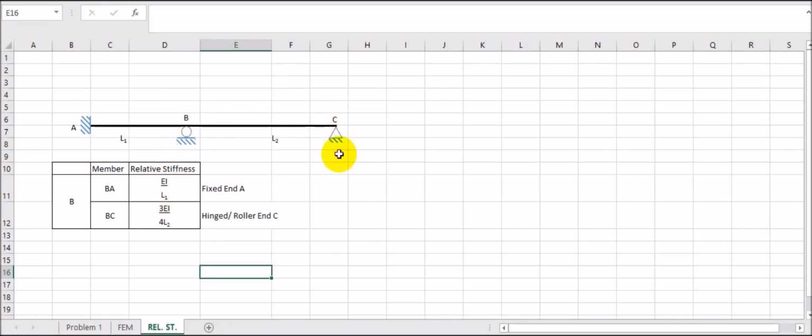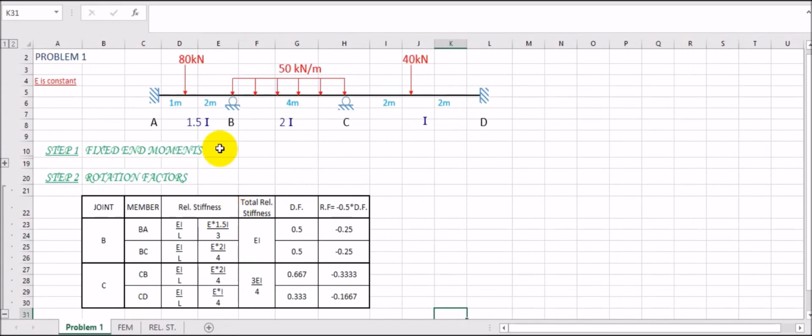If my far off end is hinged or it is a roller, that is basically pin jointed, then my relative stiffness is 3 by 4 EI by L2, where L2 is the length of member BC. This is very simple, and the same thing we have used here. In our case, all the joints are fixed. There is no pin joint, because we are also considering the intermediate supports to be fixed and the ends are already fixed. That is the reason all my relative stiffness formulas would be EI by L, as you can see here.